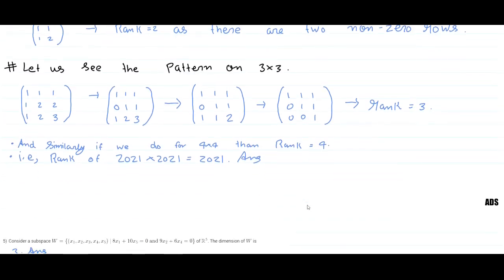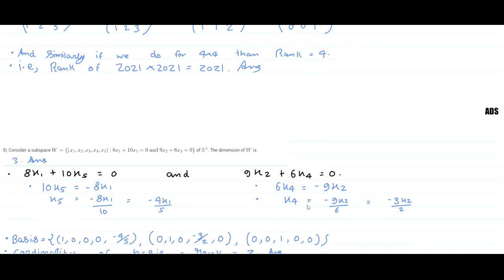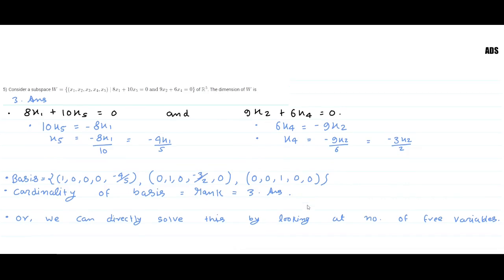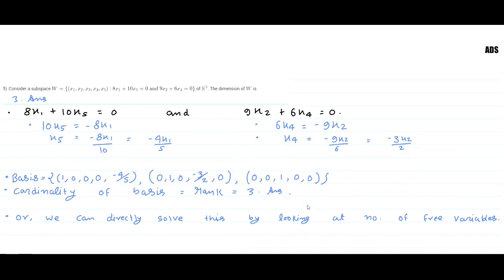Let us now move toward question number 5. Question number 5 says: consider a subspace W equal to (x1, x2, x3, x4, x5) with two conditions given, that is 8 times x1 plus 10 times x5 is equal to 0, and 9 times x2 plus 6 times x4 is equal to 0. What is the dimension of W? Okay, so we know that the dimension of a vector space is basically the number of free variables, and here we can clearly see that there are 3 free variables: x1, x2 and x3. So, from this point we can clearly say that its dimension will be 3.